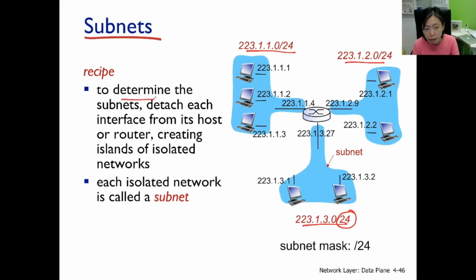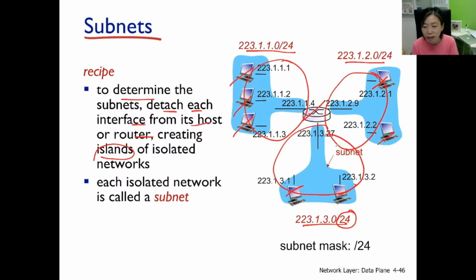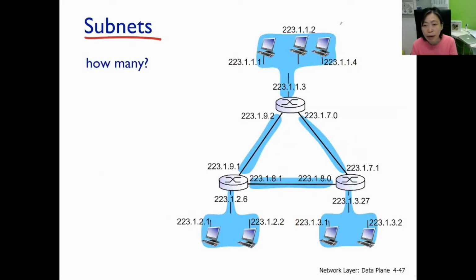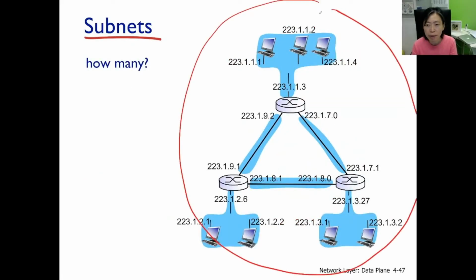To determine the number of subnets you have, you need to detach each interface from its host or router. As a result, it's going to create islands of isolated networks. So let's detach host, host, host, router, host, host, host, host. We get one island of these network interface cards, one island of these, and another island of network interface cards. So each isolated island is a subnet.